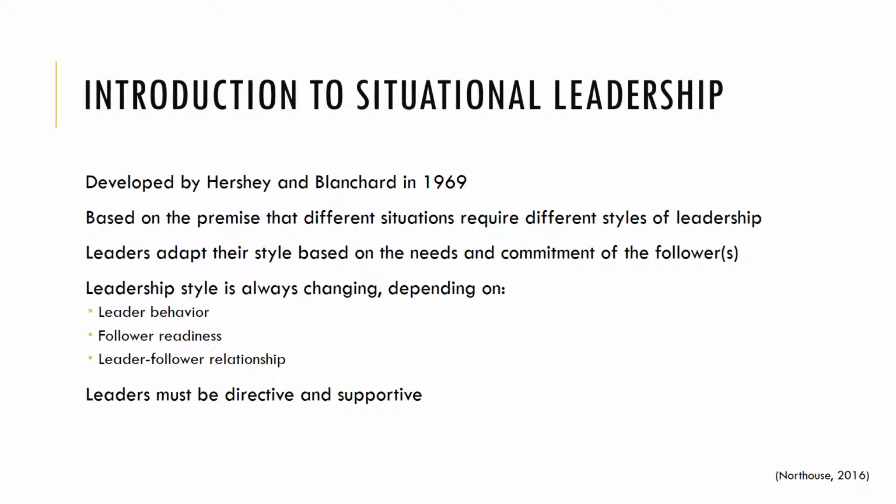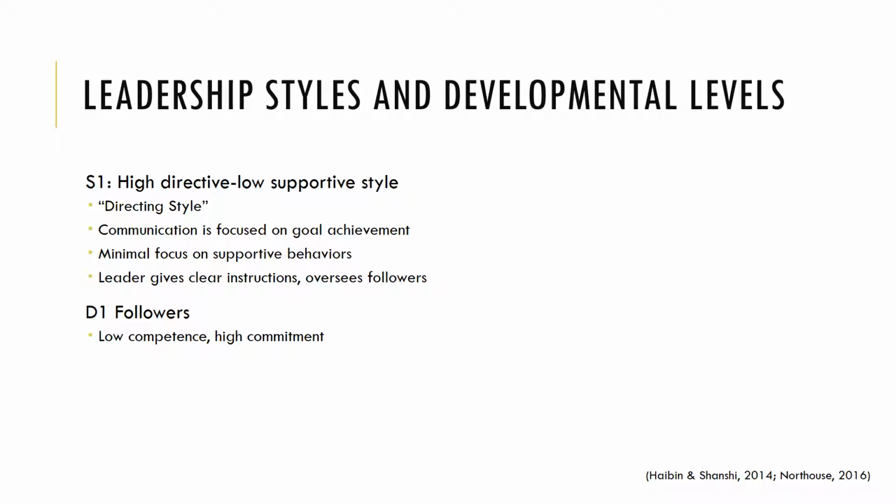There are three aspects that affect the leadership style. These are the leader's behavior, the follower's readiness to achieve a goal, and the relationship between the leader and follower. Depending on these variables, leaders will adjust how directive and supportive they are to the follower. There are three leadership styles, which each must be matched with the corresponding developmental level of the follower in order to be a successful and effective relationship.